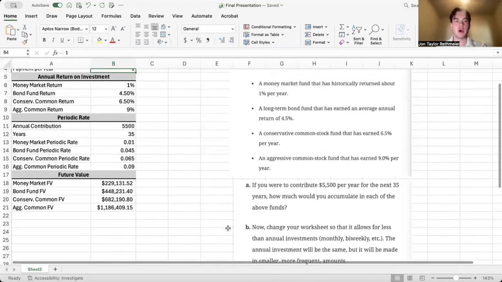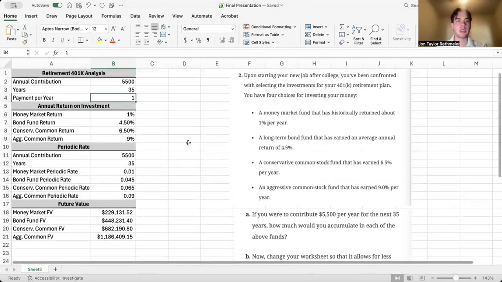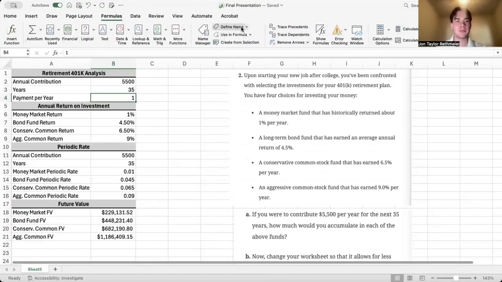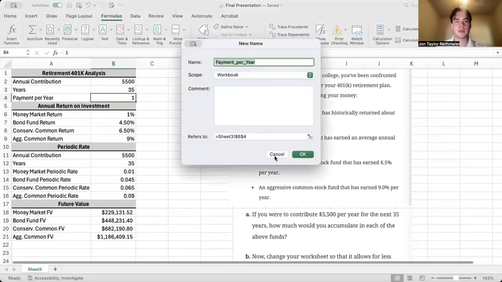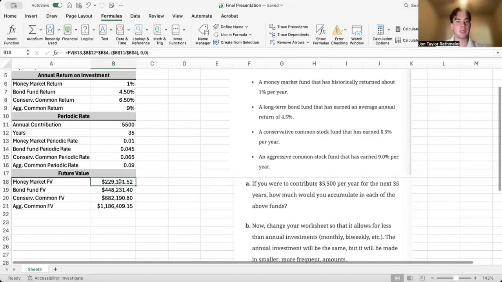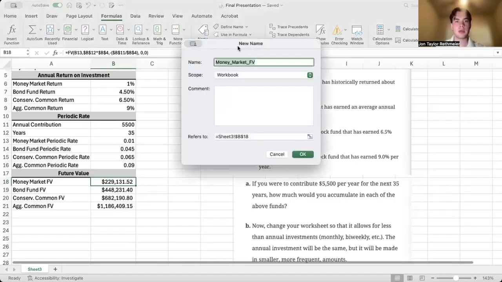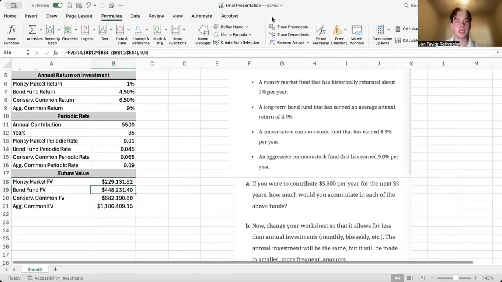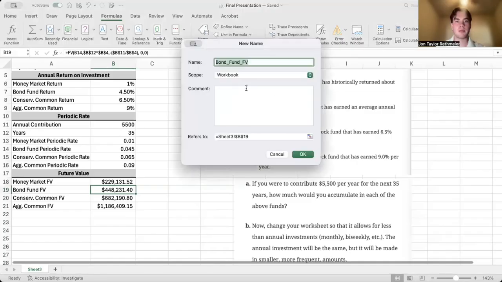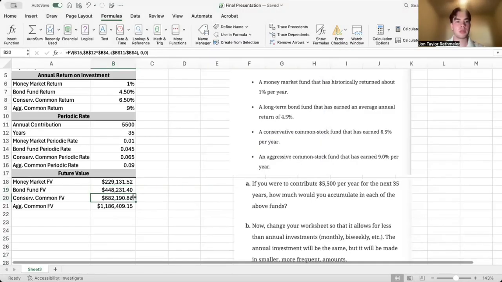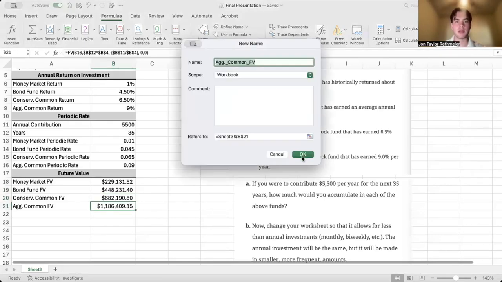So now we're going to move on to setting up a scenario analysis. But first, before we do that, we need to define names. Okay, so name payment per year, and then we need to do money market future value as a new name. You need to define bond fund fee. Then we need to do this, and then define the name for the last one.